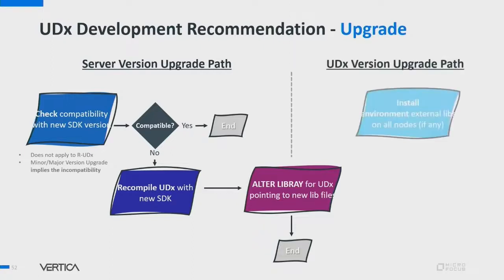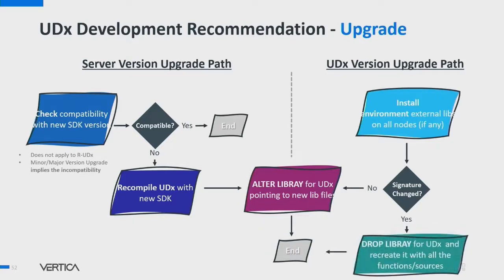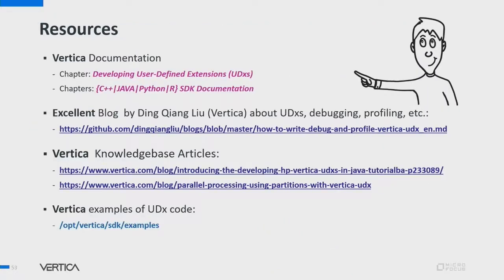On the other hand, if you are upgrading the version of your UDX, you have two possible scenarios. It depends on the signature, which means the number and type of parameters. If not changed, you simply alter the library pointing to the new version of your UDX. But if you change the signature, meaning that you added or removed some parameters, you have to drop the library and recreate everything from scratch, pointing to your new library.